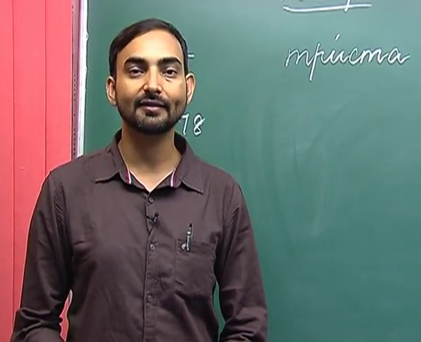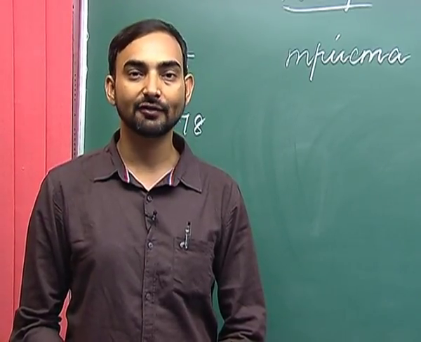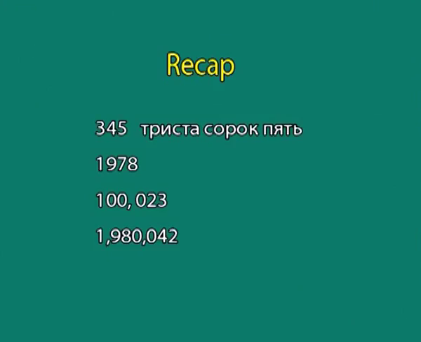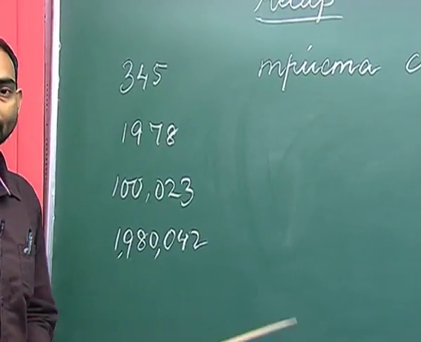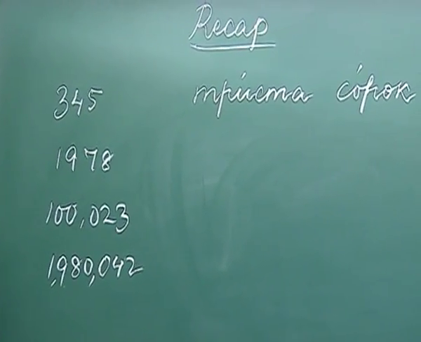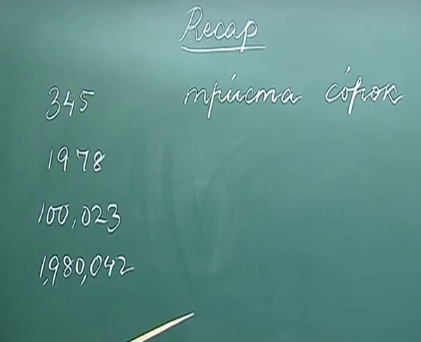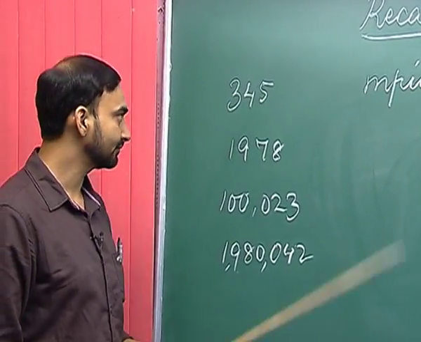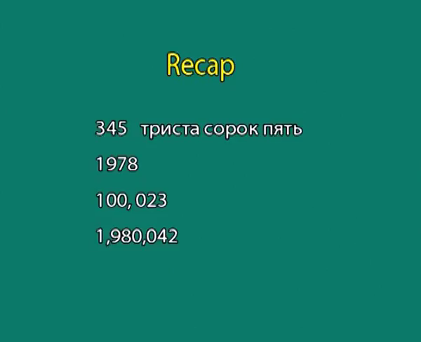Before moving on, let us have a quick recap of whatever we have learnt in the previous lesson. In the previous lesson, if you remember, we had discussed the cardinal numbers from 200 onwards. So, how do we say cardinal numbers 200 onwards? Let us practice a few numbers and how we say them in Russian.